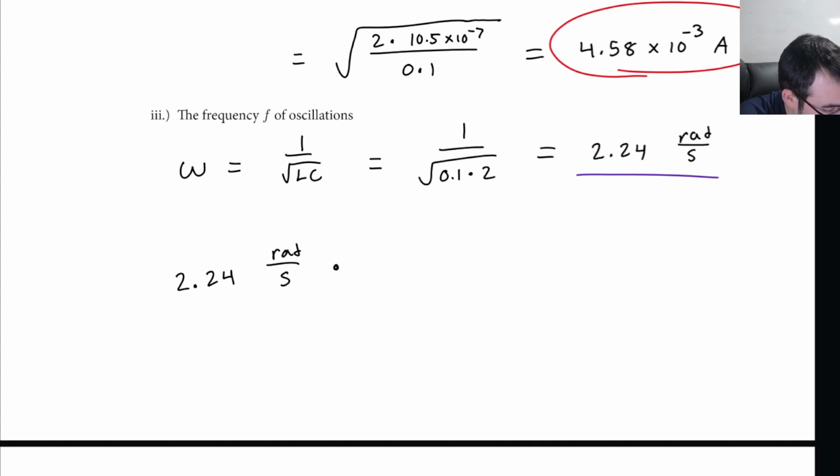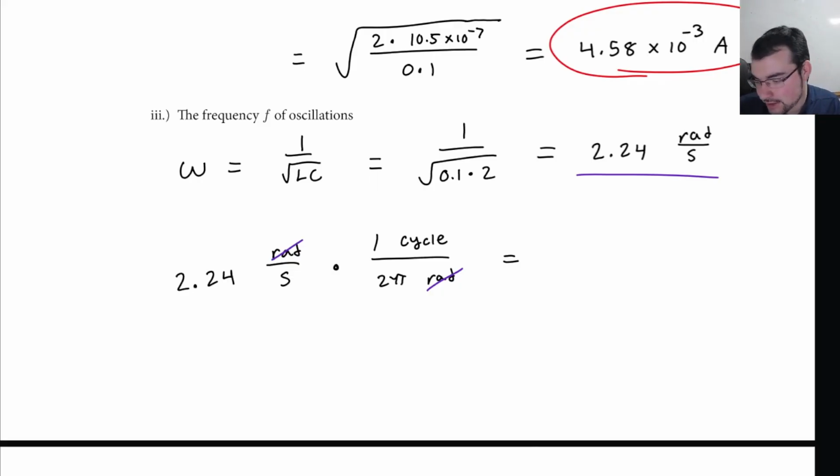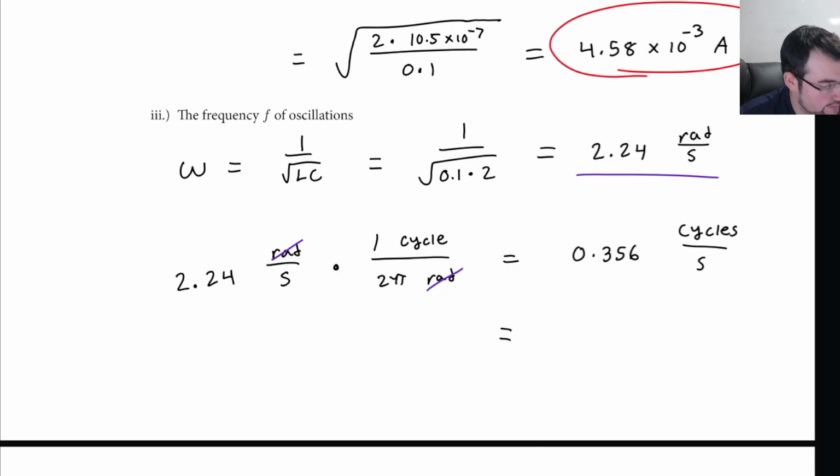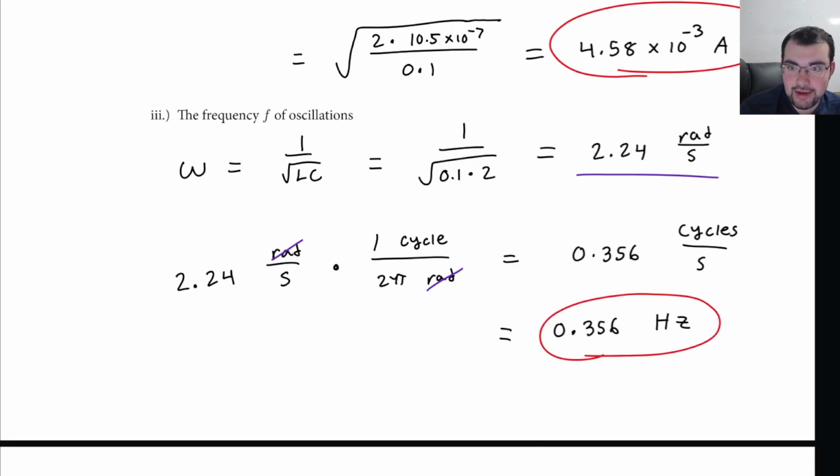But I know that for every 1 cycle, there are 2 pi radians. So we see units of radians cancel. So we're left with 2.24 over 2 pi cycles per second, which is 0.356 cycles per second. And that actually has a very special unit that we call a hertz. So if you see Hz, Hz is measuring actual frequency, not angular. So be careful about that.